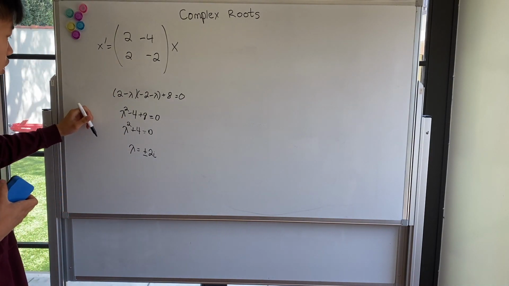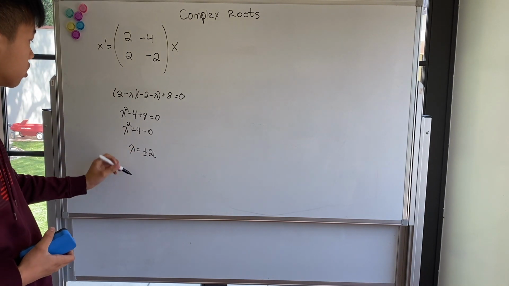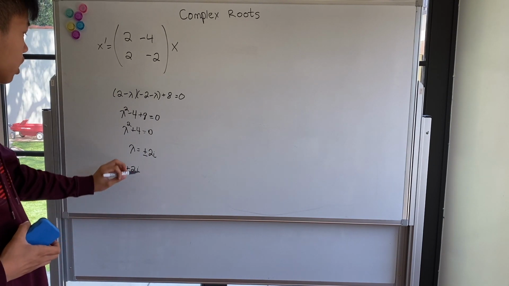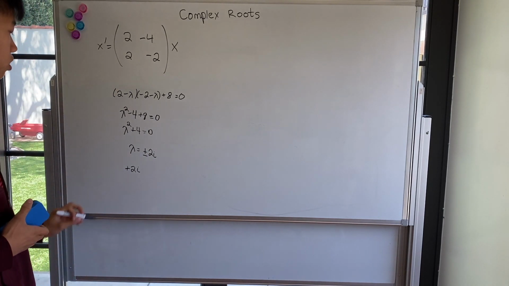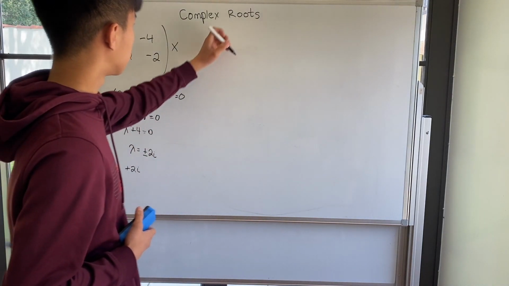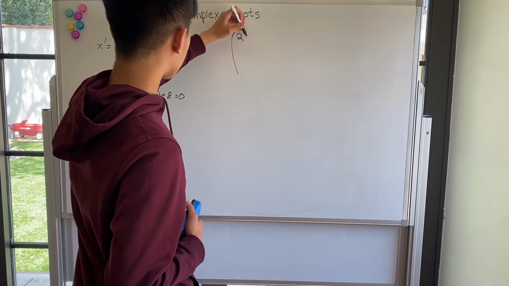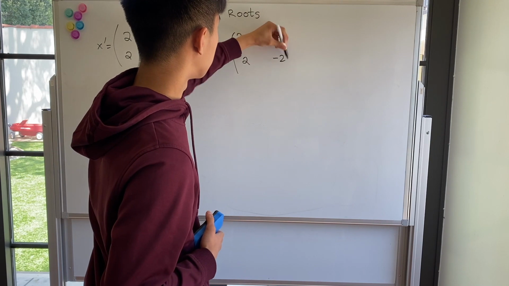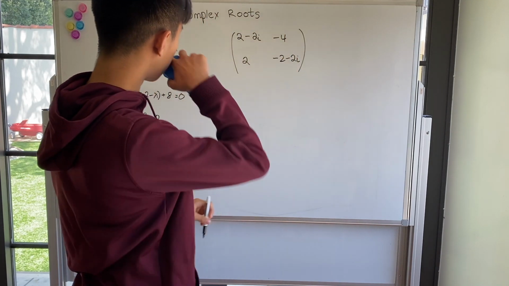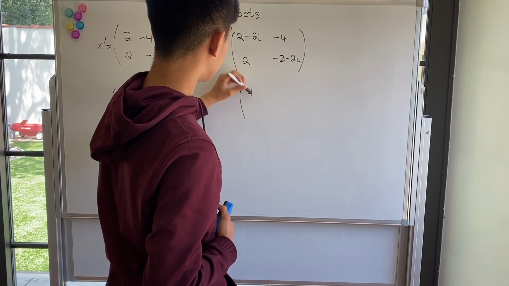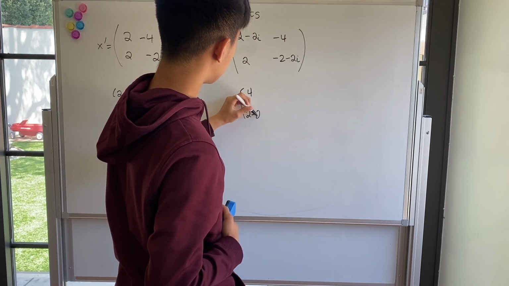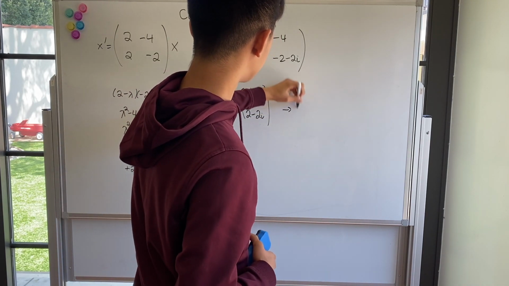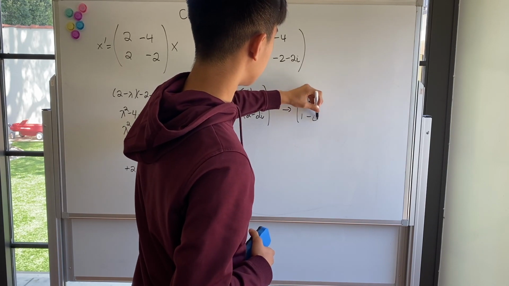Let's start off by subtracting the positive 2i. If we subtract the negative 2i, we'll get the same solution, so let's just start off with the positive 2i. So 2 minus 2i, negative 4, 2, negative 2, minus 2i. Then we can find the eigenvector for 2 minus 2i, which is 2, 1 minus i.